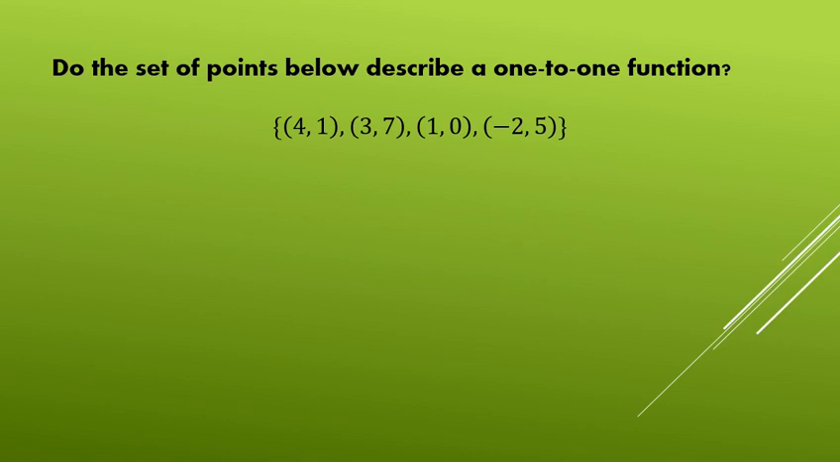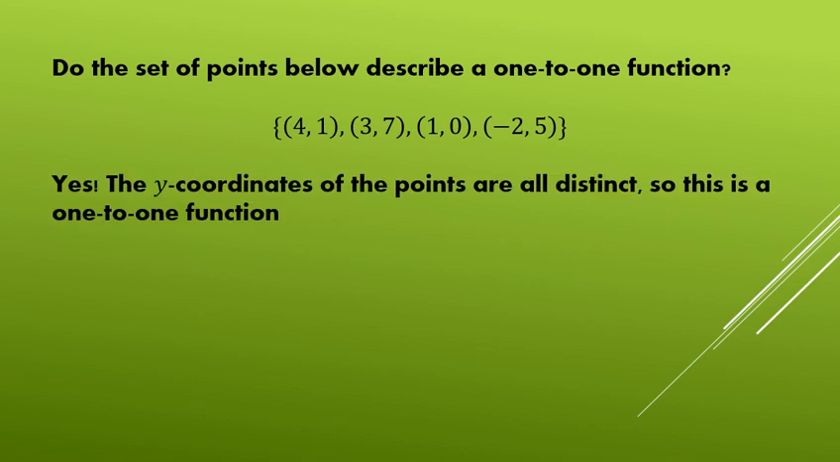Well, we see that there are no y values that repeat. We're not getting the same output from two different inputs, so yes, this is a one-to-one function here. And as we just said, the y coordinates of the points are all distinct, so this is a function that is 1 to 1.